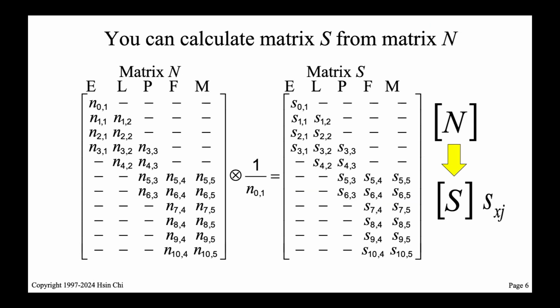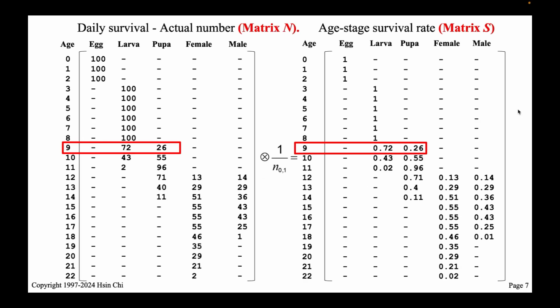You can calculate matrix S from matrix N by dividing all elements of matrix N with N0,1. For example, in matrix N, there are 72 larvae and 26 pupae on day 9. They divided by 100, the survival rates are 0.72 and 0.26 for larval and pupal stage respectively.